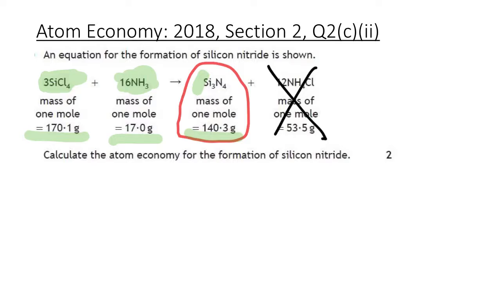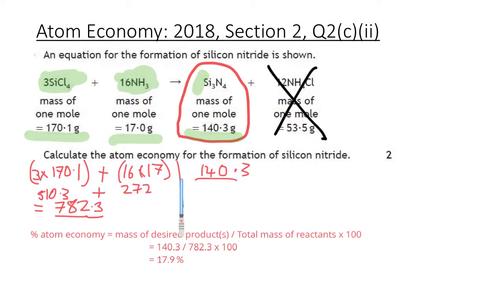So if you're having a go of this yourself, pause the video now and come back, play again when you're ready to check your answer. So when we substitute in the numbers, work out the masses, pop them in, we should get 17.9% as our final answer.